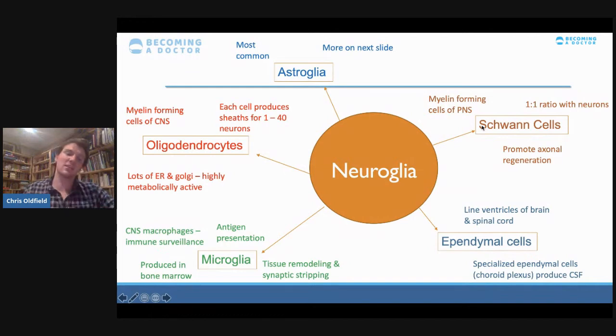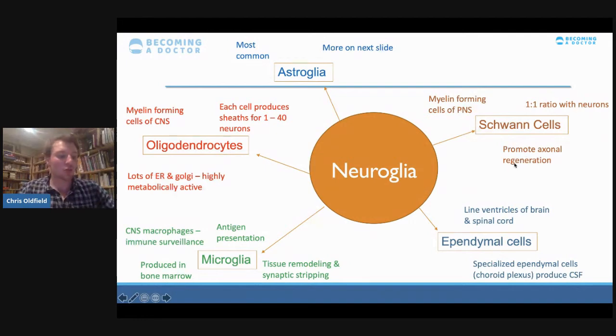I can remember this because in your brain, you're obviously quite tightly packed for space. So you don't want to have one oligodendrocyte producing myelin sheath for only one neuron. You want to maximize your space as much as possible. Whereas in the peripheral nervous system, it's a lot bigger, you have a lot more space. So you have one Schwann cell per neuron.